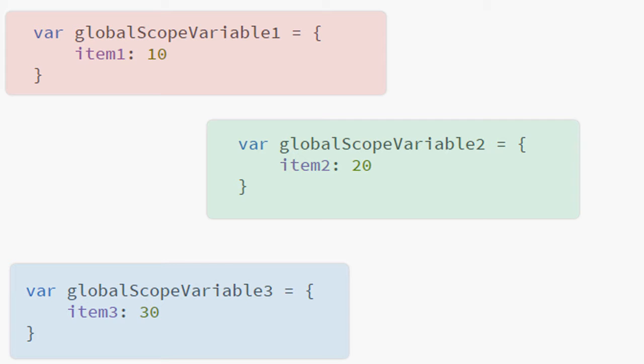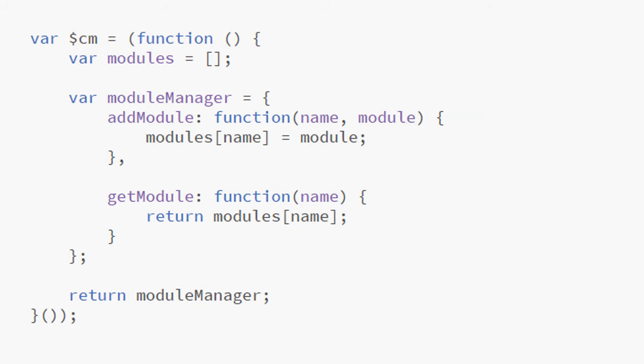Is there a way of linking separate files by just using one global scope variable? Yes, this could be achieved using a module manager, as shown here. The module manager is assigned to the global scope variable $cm and has two methods, addModule and getModule. Using this manager, it is possible to store modules in separate files using just the single scope variable. These modules can now easily be recalled as well.